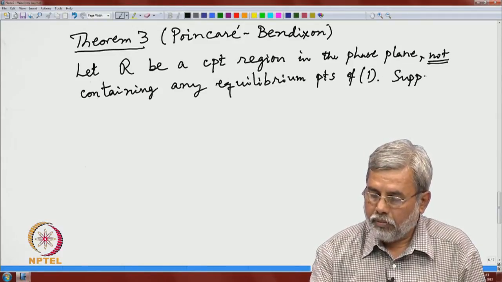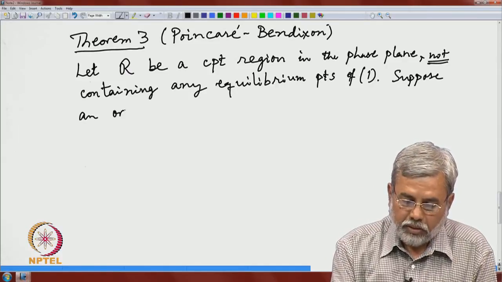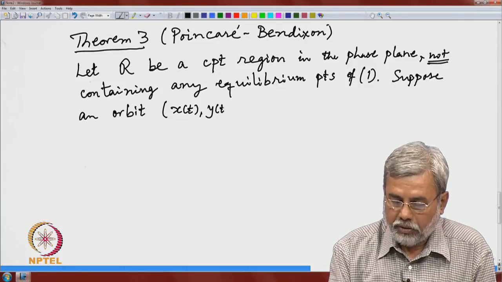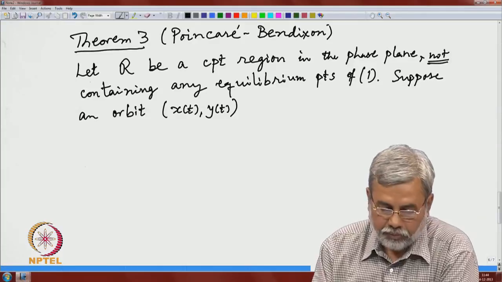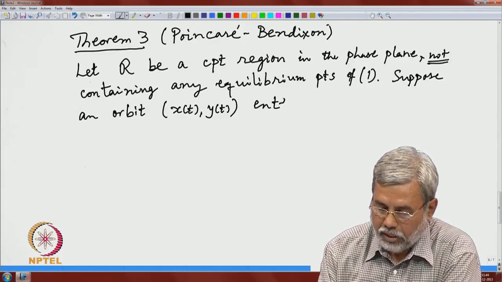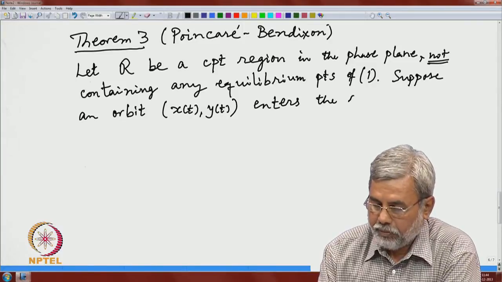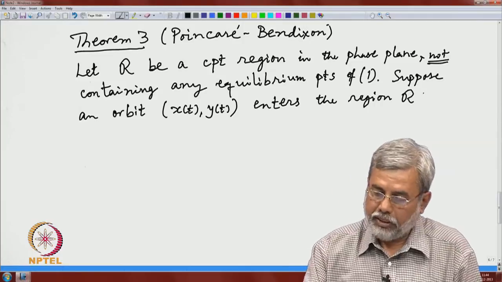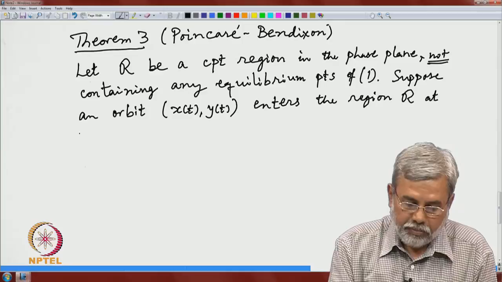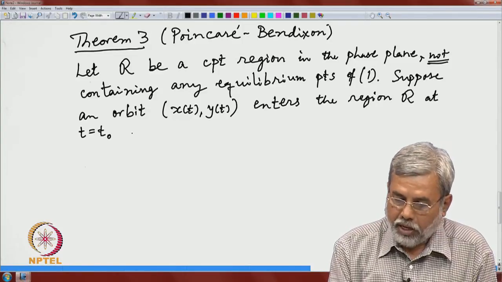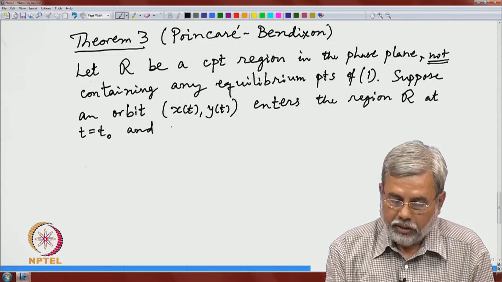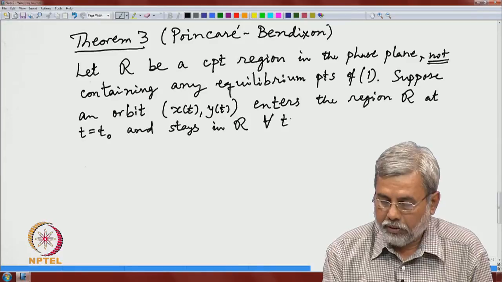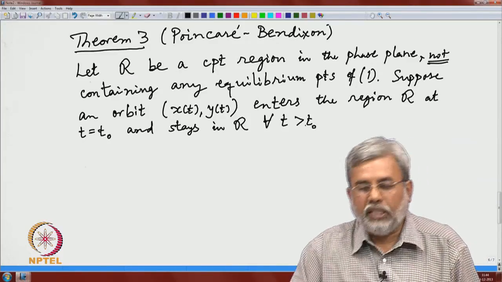Suppose an orbit, since we are only in two dimensions, let me just write explicitly x(t), y(t). So, that is a solution of system 1, enters the region. For example, it can start in region R, or it can even come from somewhere else, enter the region R at time t equal to t 0 and stays in R for all t bigger than t 0. Okay, so this is the assumption on the orbit.